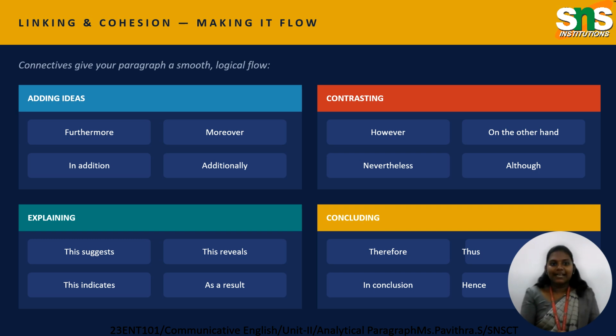Okay. A great paragraph doesn't just have good ideas, it flows. That's where connectives come in. For adding ideas, furthermore, moreover, in addition. For contrasting, however, on the other hand, nevertheless, although. For explaining, this suggests, this reveals, this indicates. For concluding, you can use therefore, thus, as a result, in conclusion, hence. Sprinkle these throughout your paragraph and it instantly reads more mature and more connected.